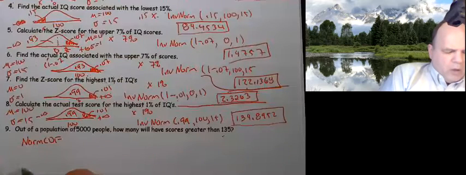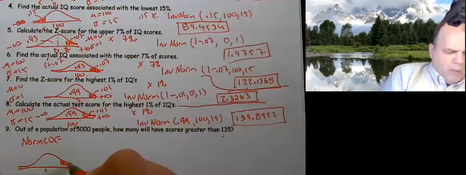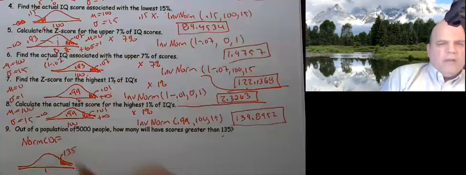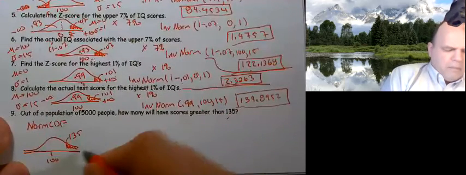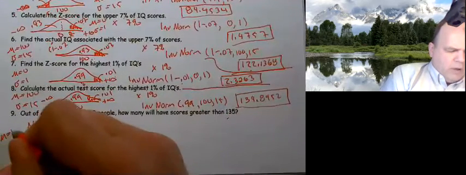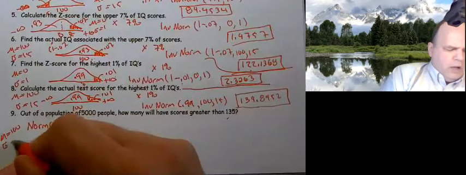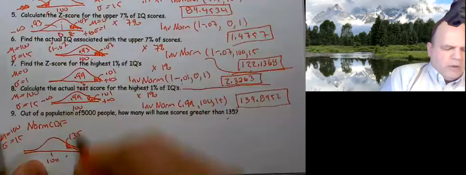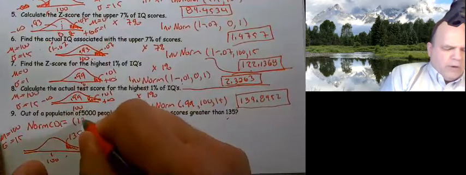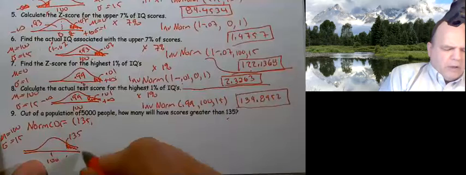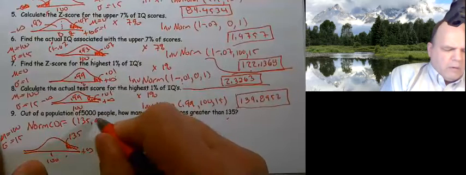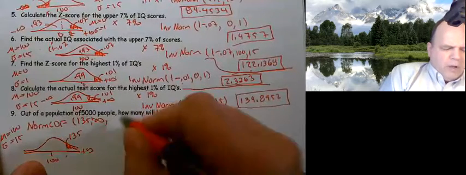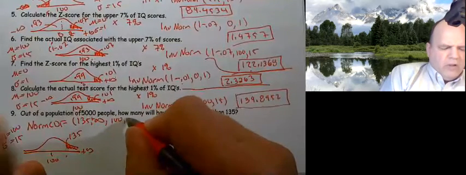So let's draw a picture. We know the mean of our distribution happens to be 100. We want to know how many scored above a 135. So mean is 100. Standard deviation is 15. Norm CDF, looking at the drawing, I'm going to say my lower bound is 135. My upper bound, it's going to go to positive infinity. My mean is 100. And my standard deviation happens to be 15.